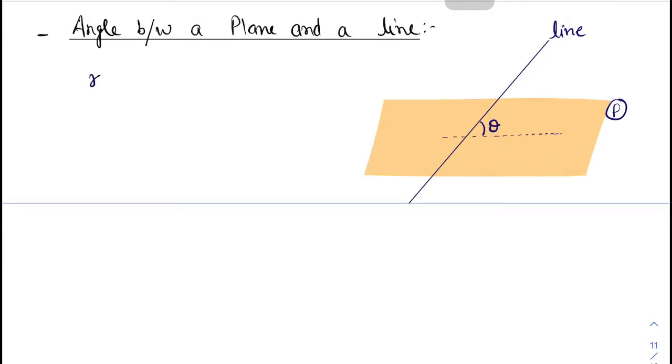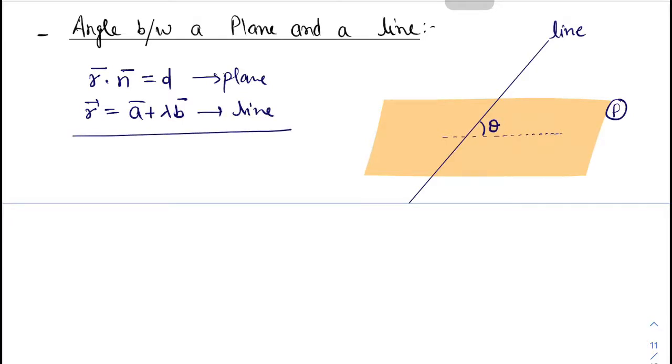So let us consider the equation of plane to be r vector dot n vector is equal to d. So this is the equation of a plane, and let us consider the line to be r is equal to some a plus lambda times b vector. So this is a line. So how to determine what is the angle between this plane and the line.